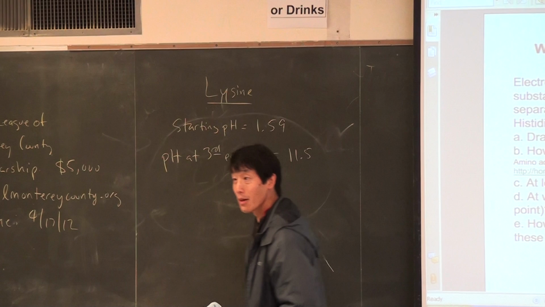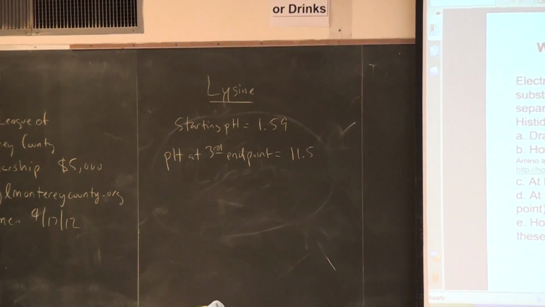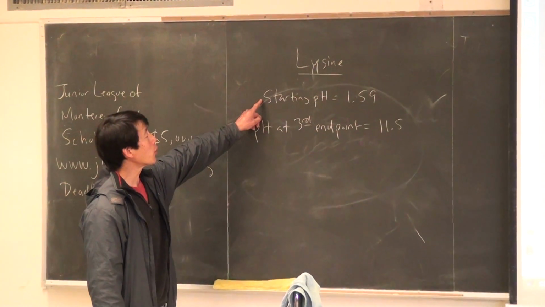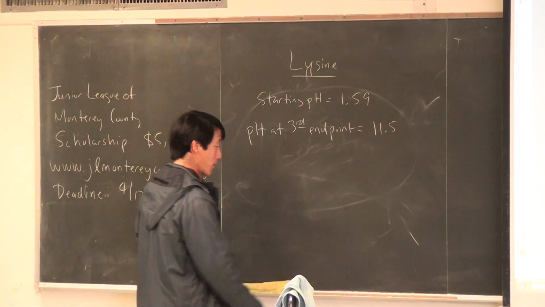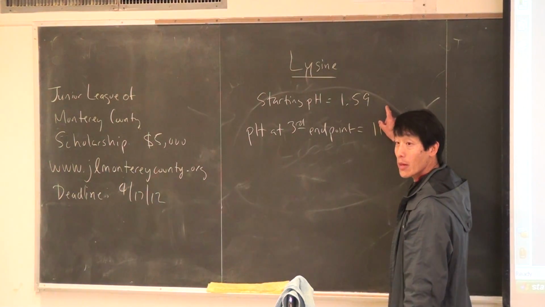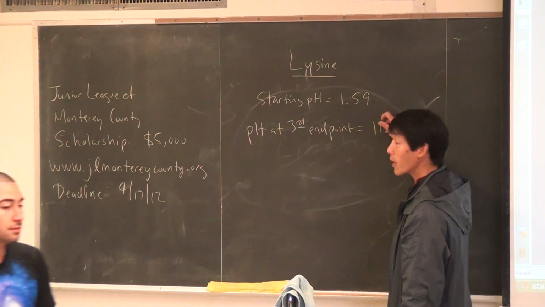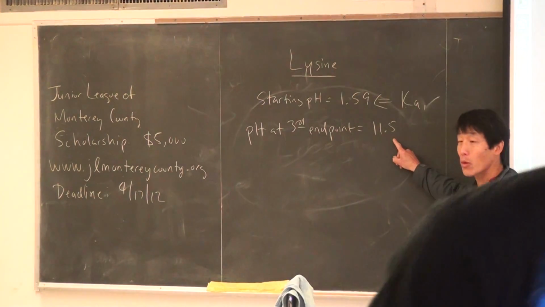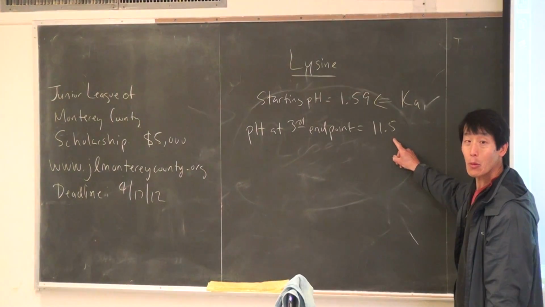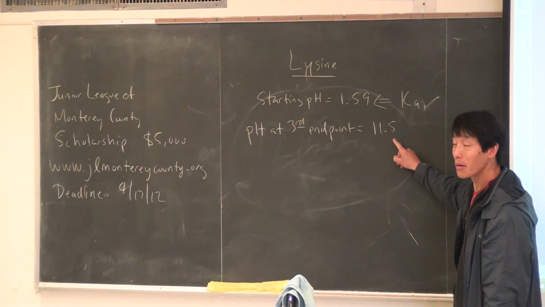I was going to ask you guys how to do that. What's the method? Yeah, you need to do that equilibrium calculation. What equilibrium constant do you need to calculate the starting pH? This is a triprotic acid, so is it Ka1, Ka2, or Ka3? Ka1. Yes, you need Ka1. To calculate the pH at the third endpoint, what equilibrium constant do you need to use? Which Kb: Kb1, Kb2, or Kb3? It's actually Kb3.